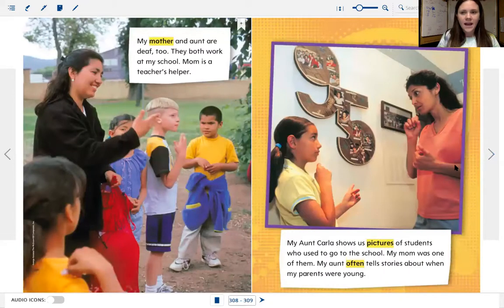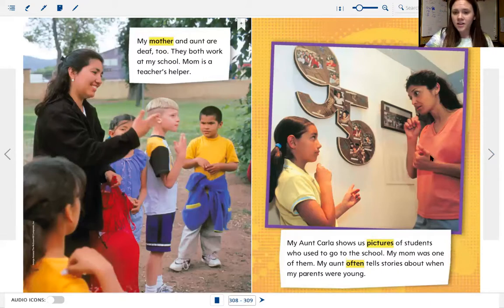My mother and aunt are deaf too. They both work at my school. Mom is a teacher's helper. And you can see she's using her hands. We're not sure exactly what she's saying, but we can tell that they're having a discussion, right? Because they're using their hands and that's the way they talk.